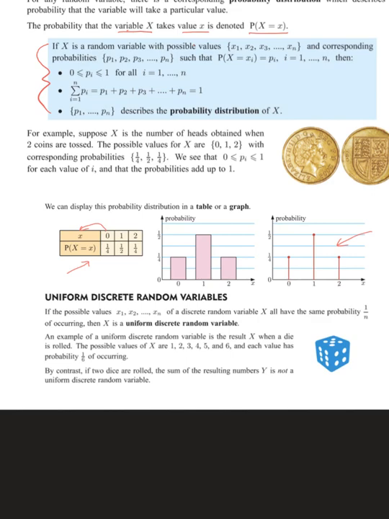By contrast, if two dice are rolled, the sum of the resulting numbers Y is not a uniform discrete random variable. And on the notes key, I wrote out the sample space for you, and you will see one in one of our next examples here. But you can clearly understand that, for example, getting the sum of 12 is going to be different than getting the sum of 4, which you can get with a 2 and a 2 or a 1 and a 3.